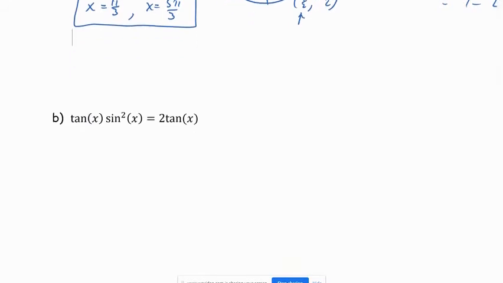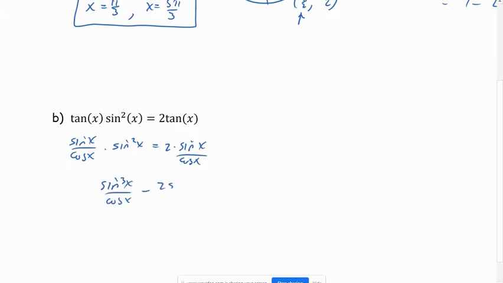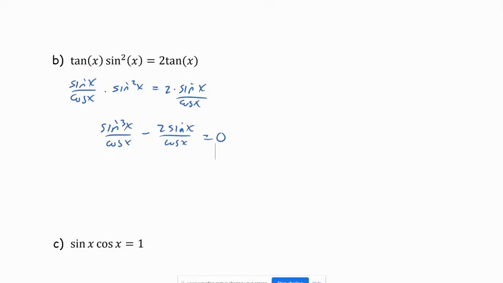For this next example, it might be helpful if we replace the tangents with sine over cosine. So I'm going to write this as sine x over cosine x times sine squared x, and this side as 2 times sine x over cosine x. So that ends up with sine cubed x over cosine x minus 2 sine x over cosine x equals 0. If we put both these fractions together, they have the same denominator. So that's sine cubed x minus 2 sine x over cosine x equals 0.